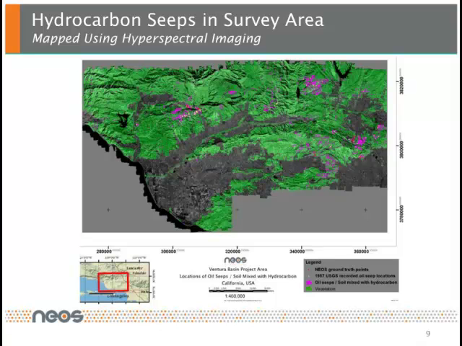The hyperspectral data were also analyzed to produce an environmental baseline showing oil seeps, rose-colored areas, with oil-soil mixtures, also rose-colored areas, with known seeps, the yellow colors, and with urban areas masked in gray. Again, the hydrocarbon seeps were identified and could be shown relative to the client's work areas prior to the initiation of said work.